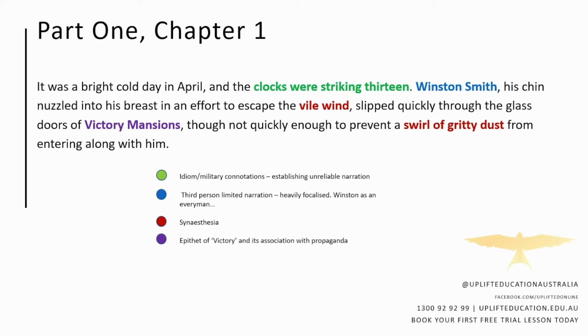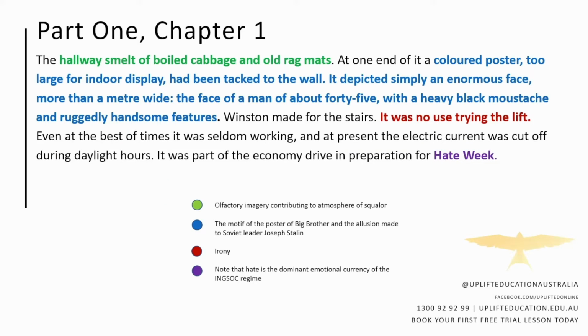Okay, let's keep going. "The hallway smelt of boiled cabbage and old rag mats." Again, very specific olfactory imagery contributing to that atmosphere of squalor. "At one end of it, a coloured poster too large for indoor display had been tacked to the wall. It depicted simply an enormous face more than a metre wide, the face of a man about 45, with a heavy black moustache and ruggedly handsome features." Now, this coloured poster within this atmosphere of squalor, quite an uninviting setting, we get this point of salience. I always picture it as this coloured poster.